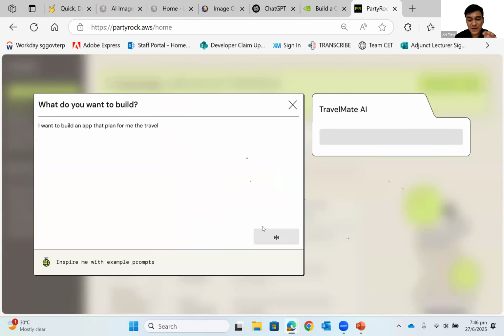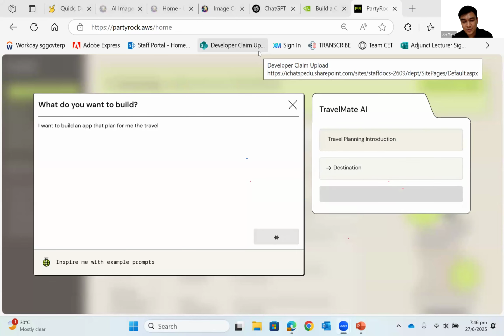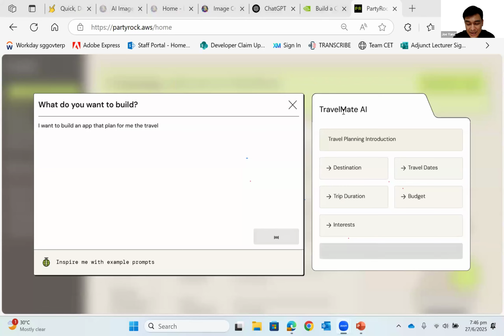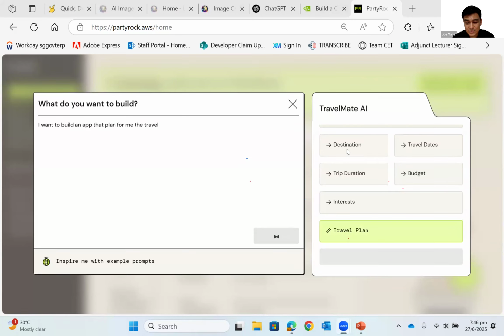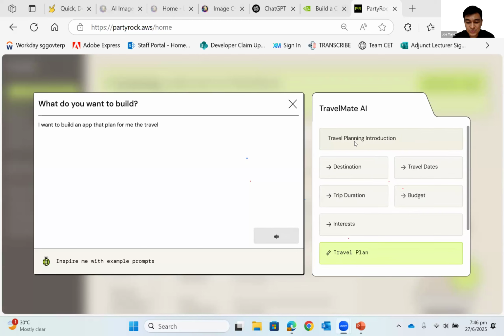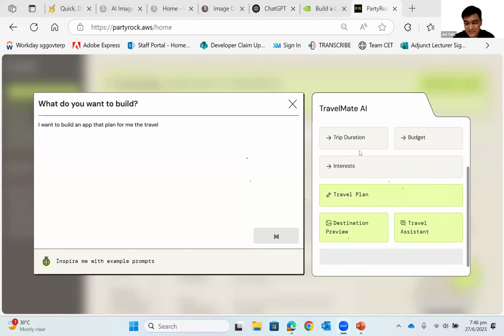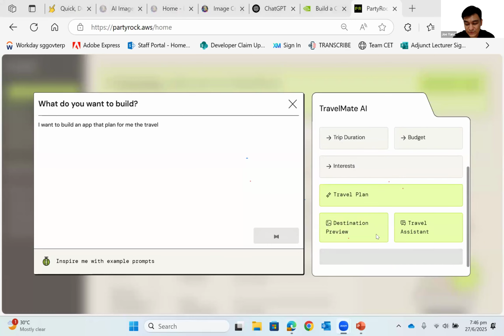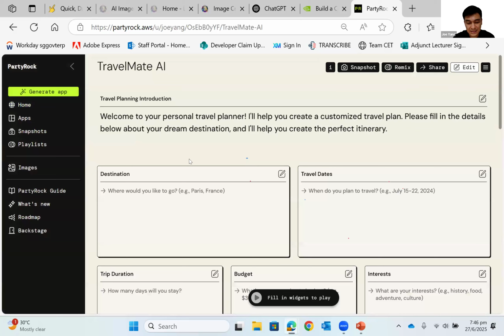So right, the AI platform uses my prompt to generate the application. They even give me a name for the app. They call it Travel Make AI. They help me create, for example, a travel plan introduction, destinations, trip duration, budgets, interest. After that, wait for a while and they will give you the platform. Now you see, all these are automatically produced by the AI backend.